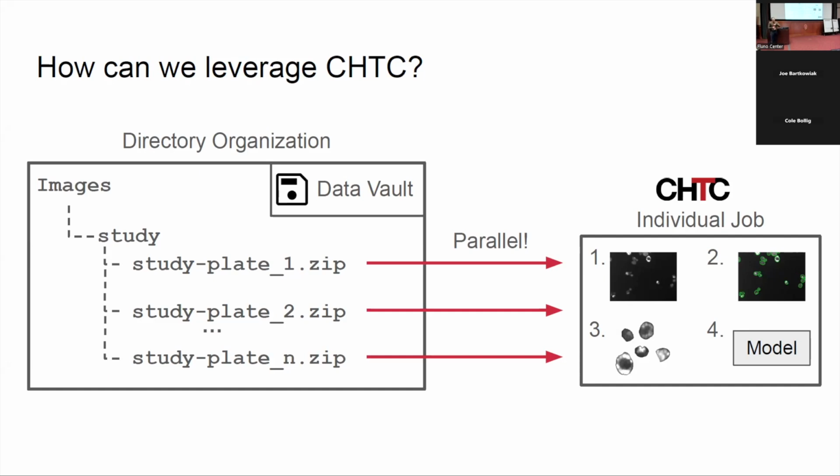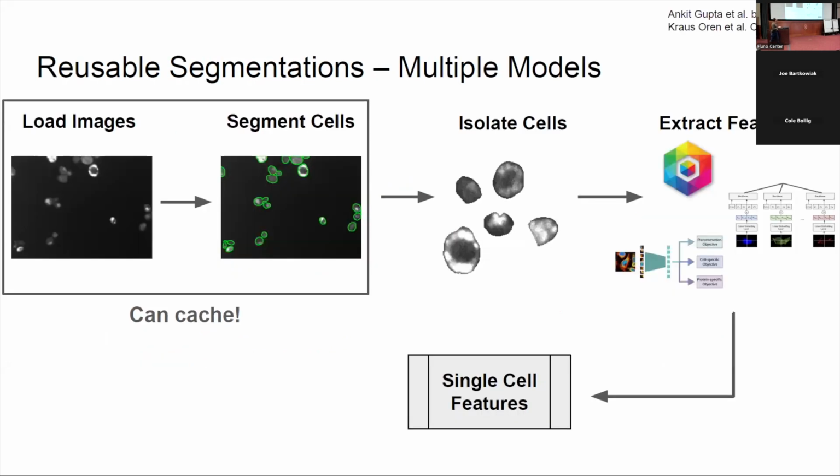If you had one model that you wanted to test, that's fine. Those steps don't need to be cached. It's perfectly fine, but for what we were doing, this is kind of slow. And so we wanted to speed this up, and we can speed this up by caching the first step.